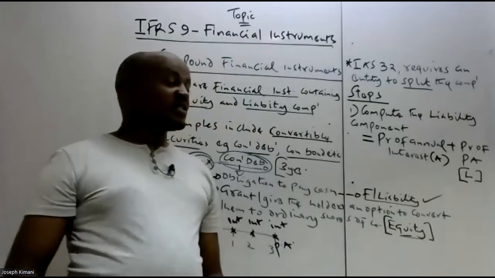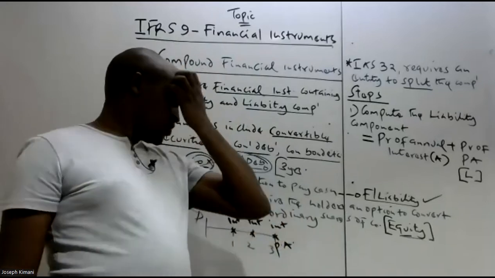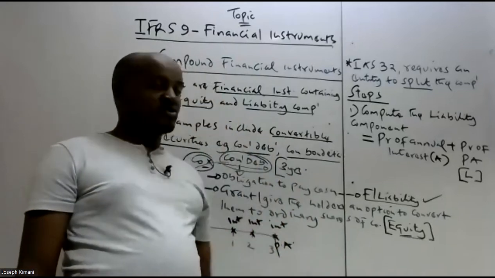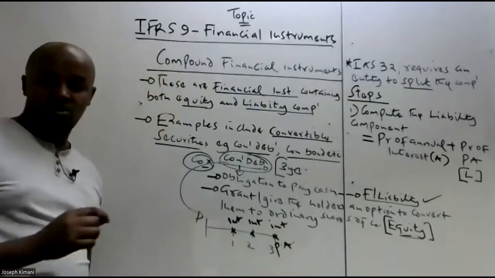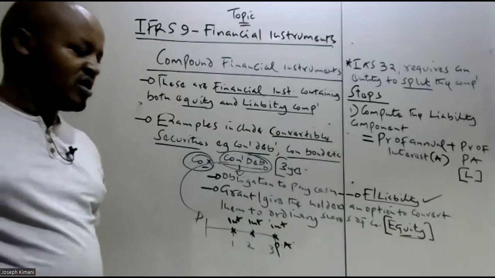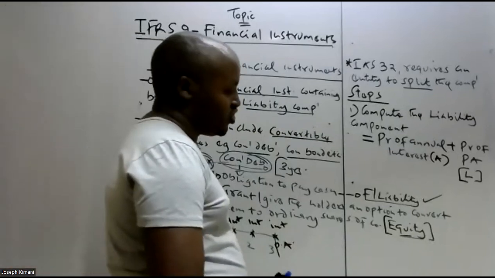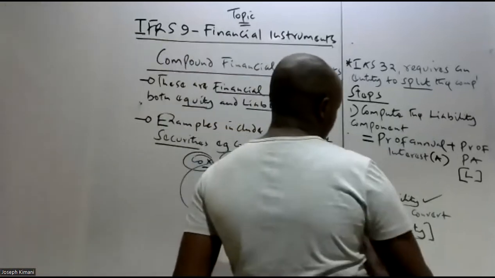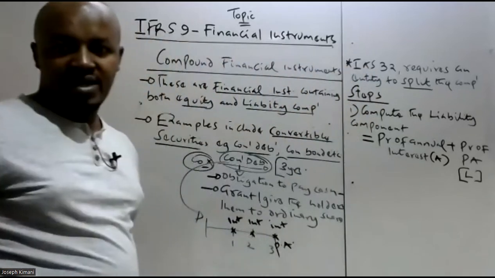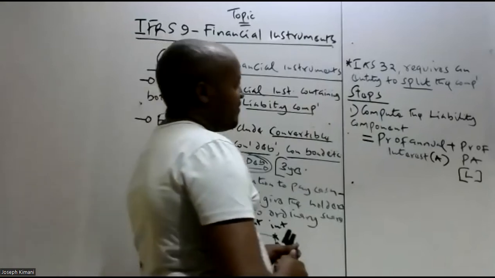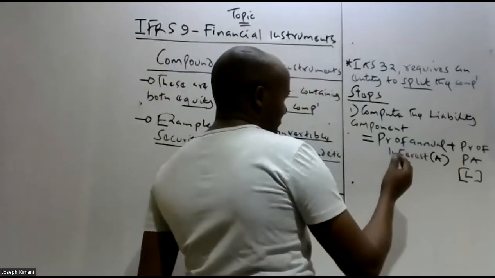So therefore, we discount those two amounts, the annual interest and also the principal amount, and then we add that. Whatever you get is now the liability component on the date of the issue. On the date of the issue of that what? A compound financial instrument. So once we have done that, we have computed the liability component.